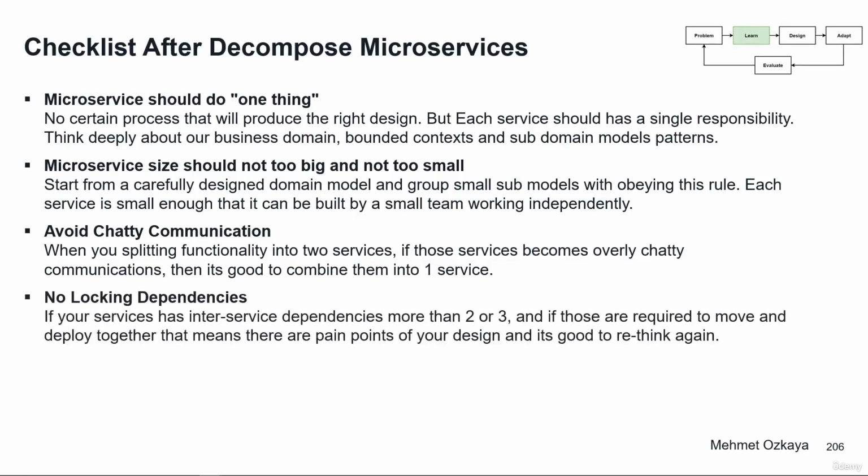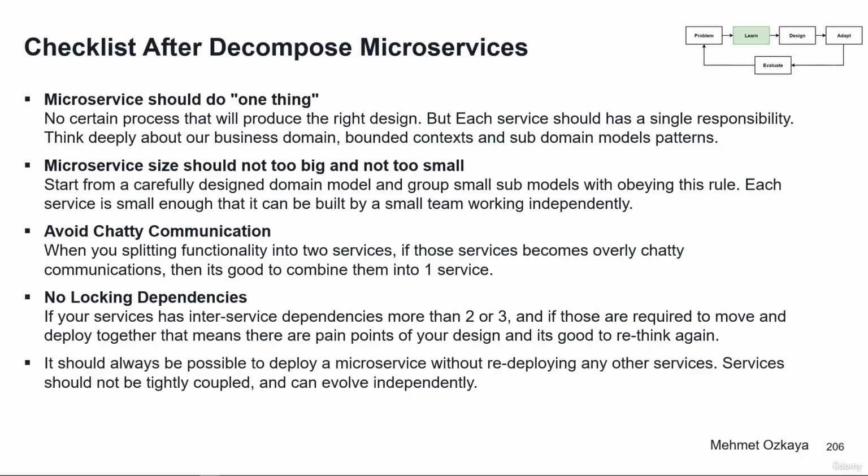Another consideration is no locking dependencies. If your services have inter-service dependencies more than two or three, and if those are required to move and deploy together, that means there are pain points in your design and it is good to rethink it to avoid these locking dependencies and inter-service communication. It should always be possible to deploy a microservice without redeploying any other microservices. Services shouldn't be tightly coupled and should be able to evolve independently.